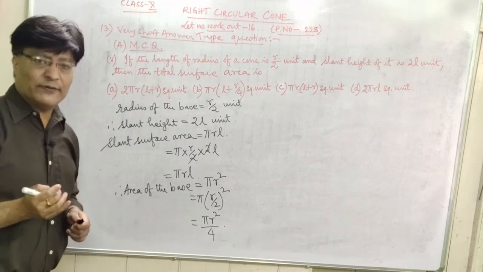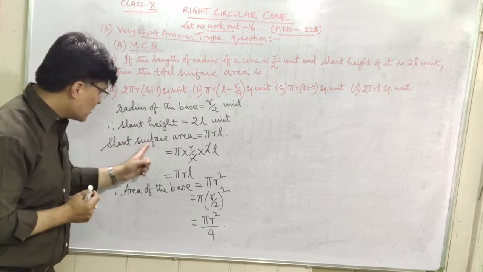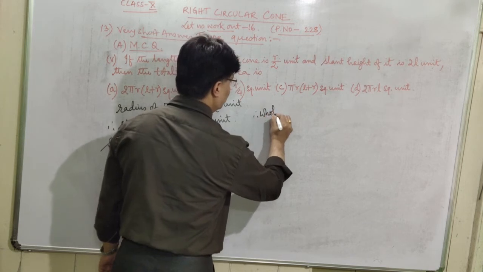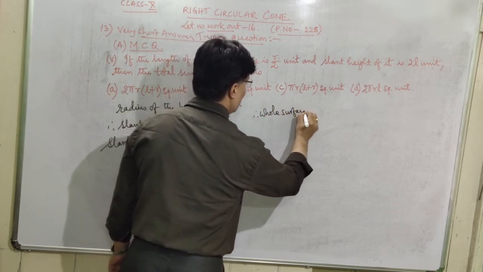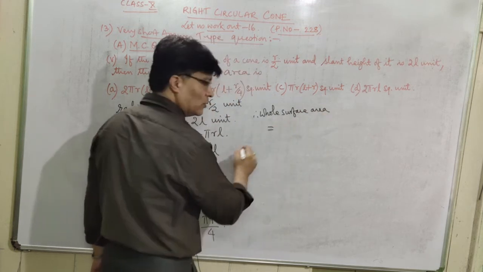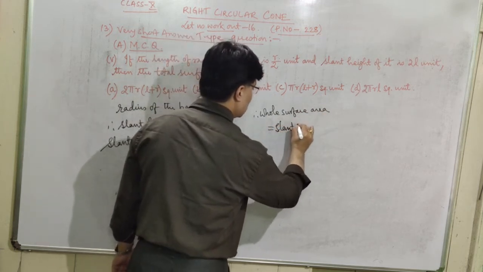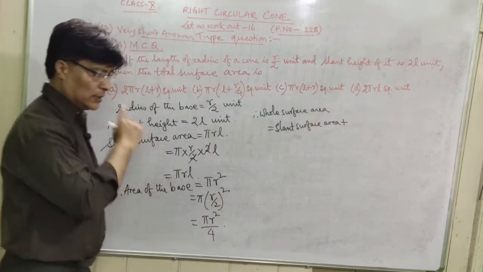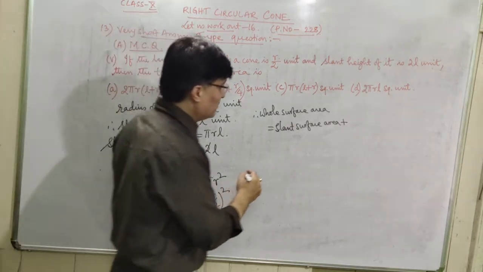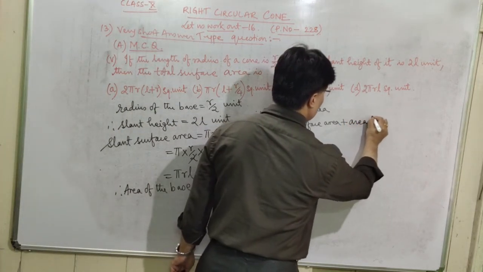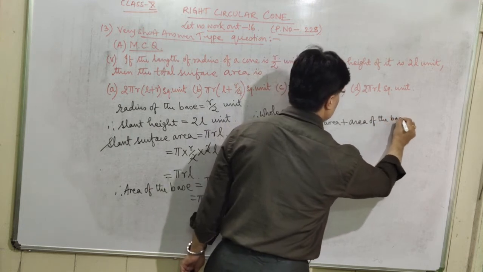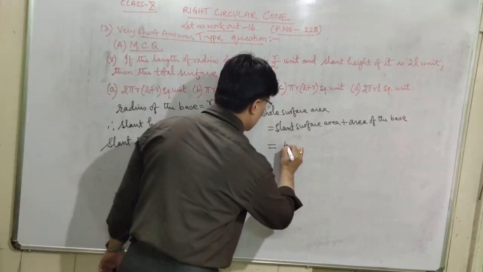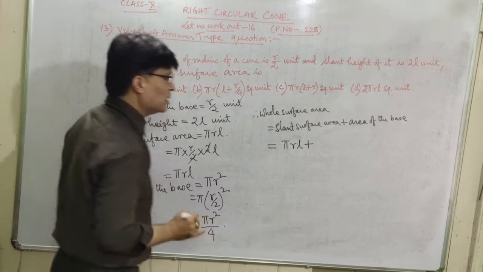Now we have to calculate the whole surface area. Whole surface area means slant surface area plus area of the base. Therefore, whole surface area is equal to, what is the formula? It is slant surface area plus area of the base, okay? What is the slant surface area now? It is pi RL, plus, what is the area of the base?